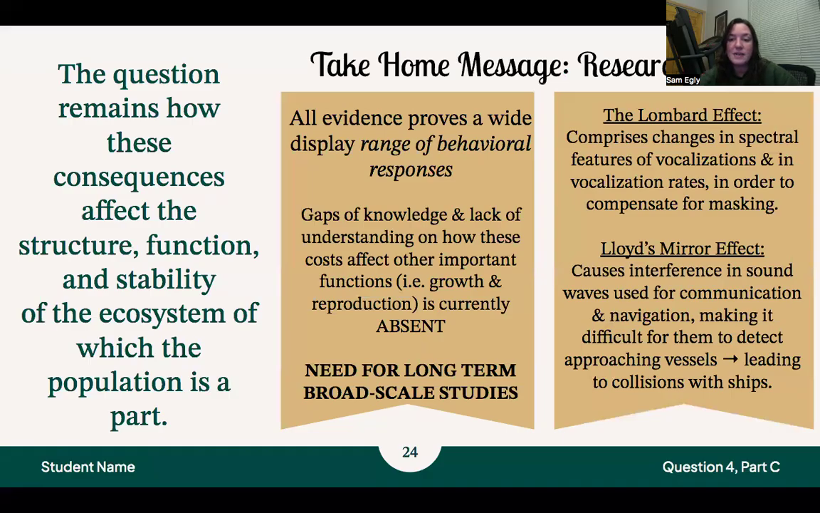So summarizing the take-home message. So knowledge on how these costs affect other important functions, i.e. growth and reproduction, is currently absent. It's unknown. The question remains how these consequences affect the structure, function, and stability of the ecosystem.